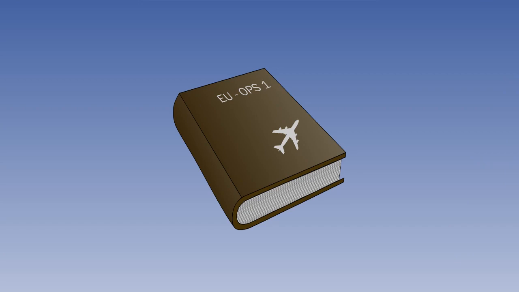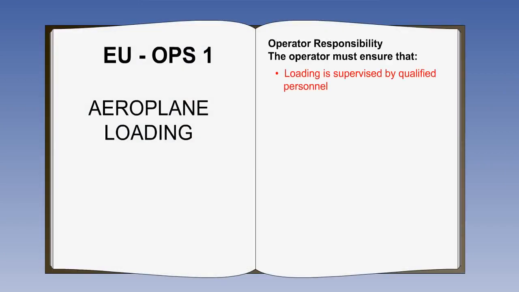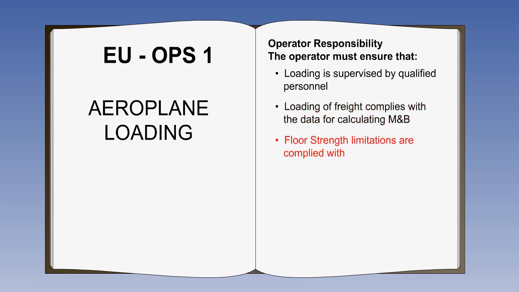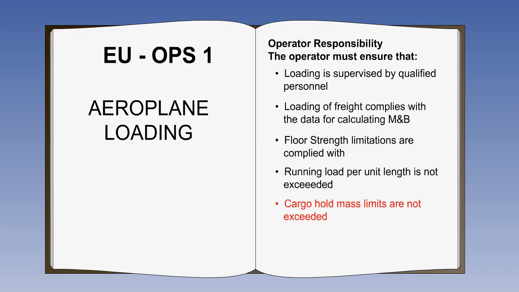EU Ops 1 requires the operator to ensure that the loading of its aeroplanes is performed under the supervision of qualified personnel, and that the loading of freight is consistent with the data used in calculating mass and balance. The operator must also ensure that floor strength limitations are complied with, along with running load, cargo hold mass limits, and seating limits. We will be dealing with these limitations in detail in later lessons.